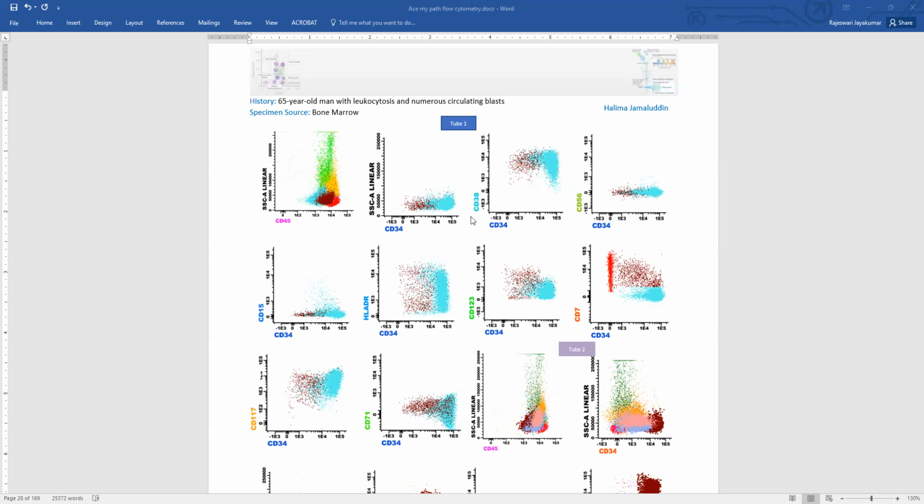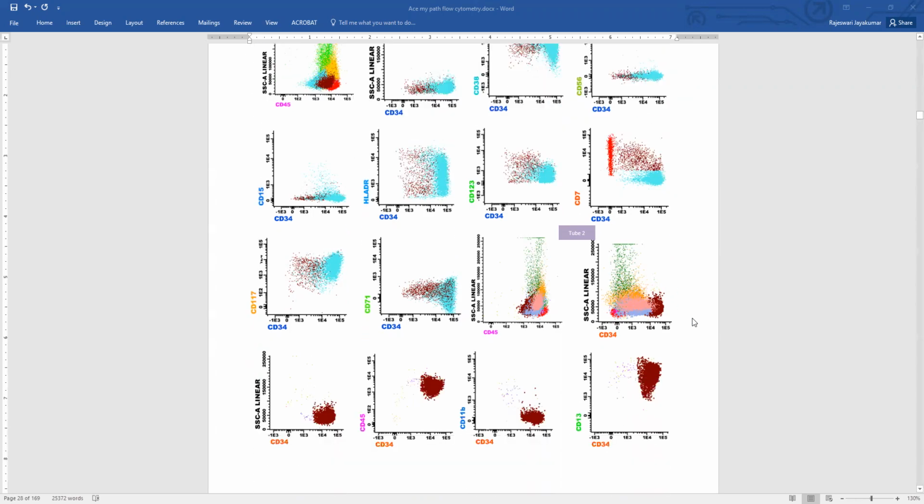In side scatter versus CD34, we see that the population expressing bright CD34 is painted as aqua. So these are blasts because of their immaturity marker CD34, and they also express CD38, and they are negative for CD56, they're negative for CD15. They have a partial HLA-DR expression, they're negative for 123. They have a partial dim CD7 expression. They express bright 117, they're negative for 71.